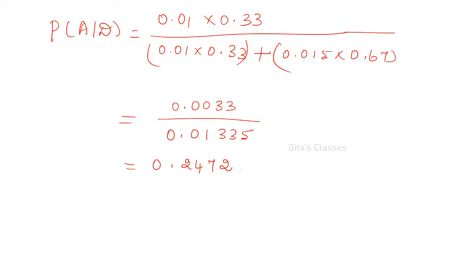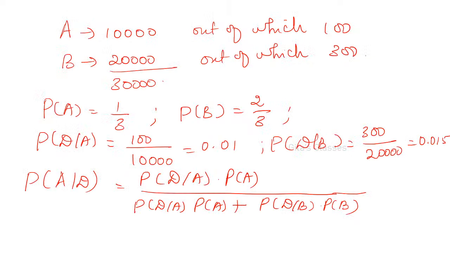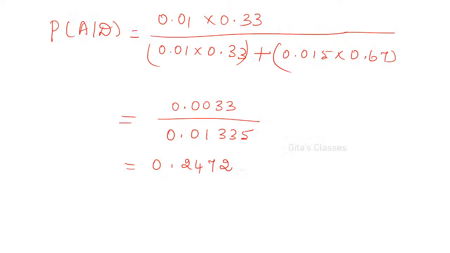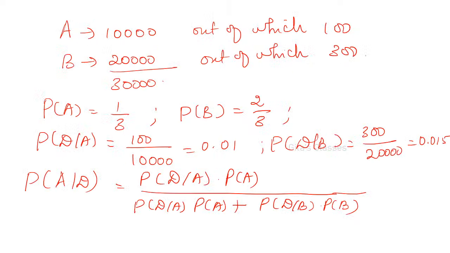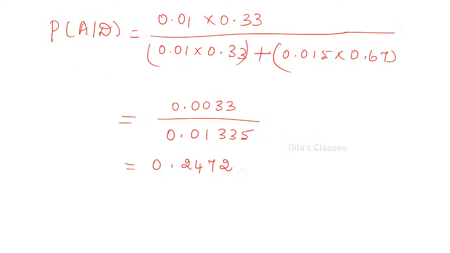The values are right, no? P of D given A is 0.01 and P of A is 0.33. 1 divided by 3, so 0.33. And in the denominator 0.01 into 0.33 plus 0.015 into 0.67, right? P of B. 0.247. Yes. Divya, you got it. Yes, correct. 247 is fine. Yes, very good. Lomit, Divya, you got the correct value.